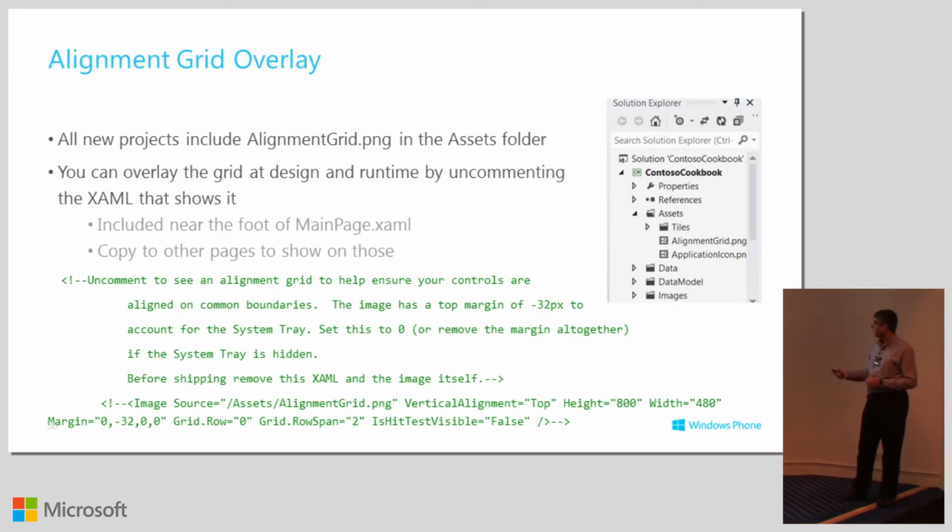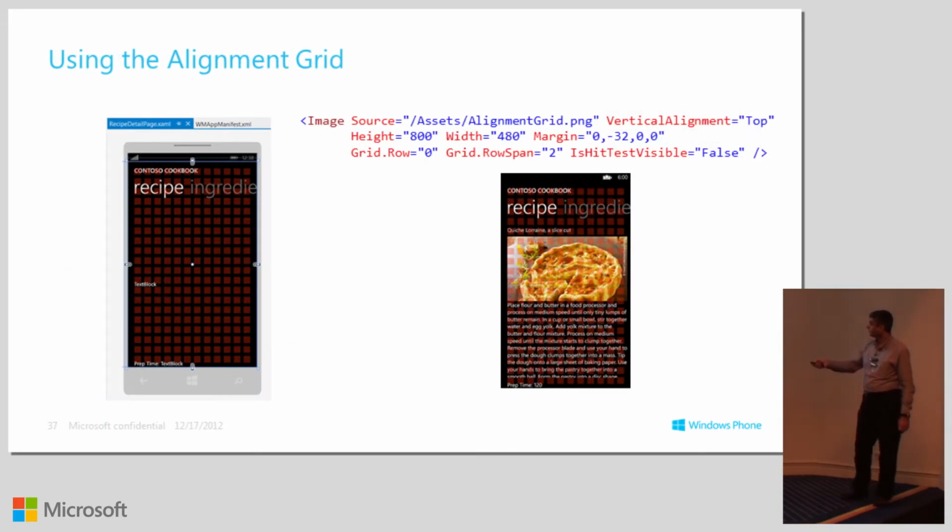What we also do is provide you an alignment grid picture that you can uncomment and be shown at runtime, so you can ensure that your UI is well aligned. Clear? And this is available on the main page.xaml. You can take this and paste it into the other controls if you like, and you need to uncomment it at the end of the page. So it sort of overlaps and provides you the UI. If you see here, this is the grid image, and it shows you that your UI is well aligned to the grid. Clear?